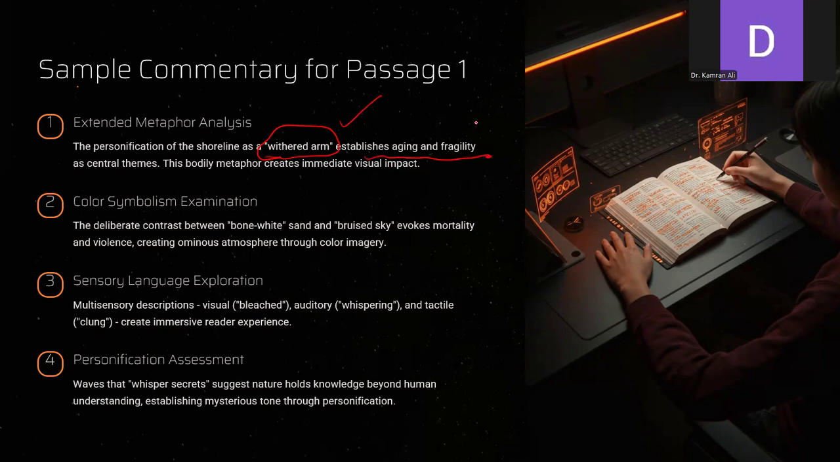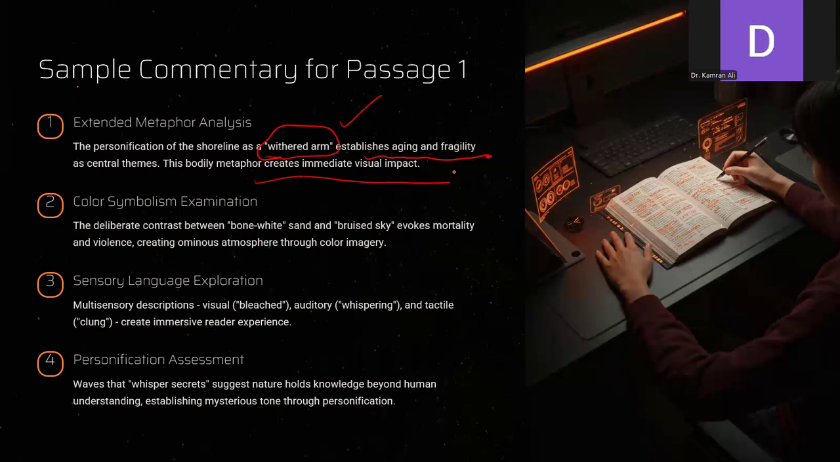So if you just identify the writer has used personification, that wouldn't be enough. You have to also elaborate the meaning it's giving, and then the effects being created here. This bodily metaphor creates immediate visual impact. This is how you have to comment on the key areas, or key components available in the passage, right?